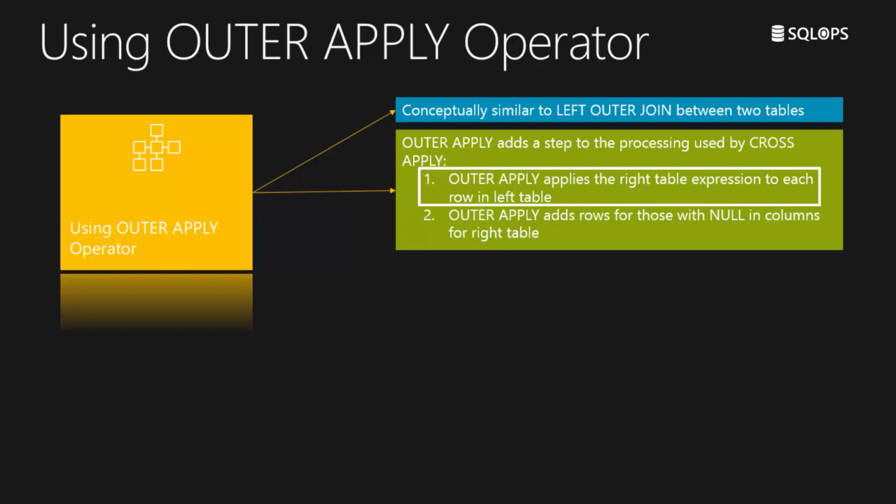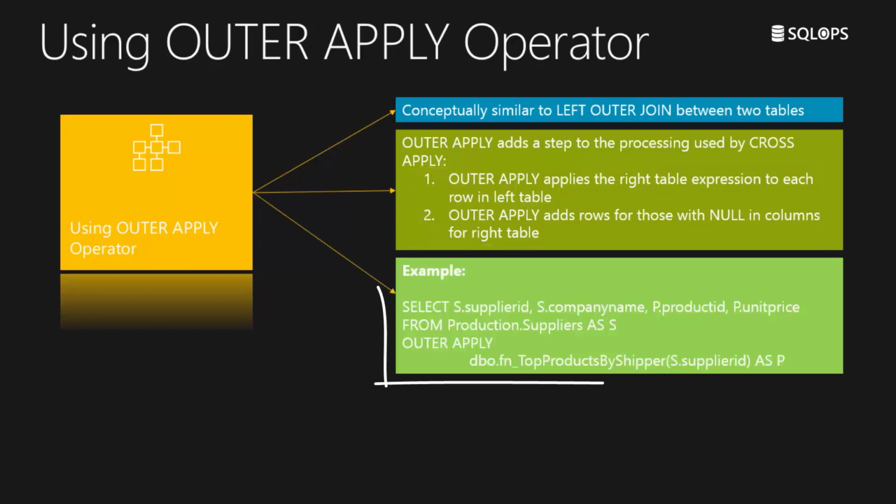The usage of outer in the outer apply is conceptually similar to a left outer join, in which all the rows in the left table are joined to matching rows in the right table, and nulls are added when there is no match. For example, the query that you see here is similar to the one that we just saw, but we are using outer apply instead of the cross apply. So the result set will also have the supplier ID 30, which is missing in the result set when we used the cross apply. Let's execute this query and see what the results will look like.